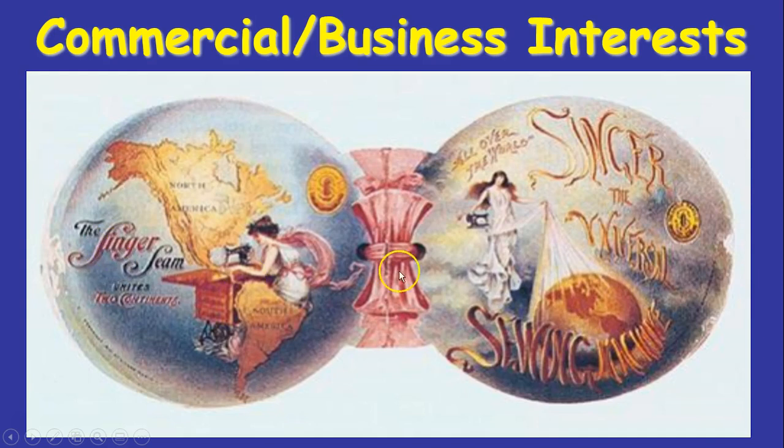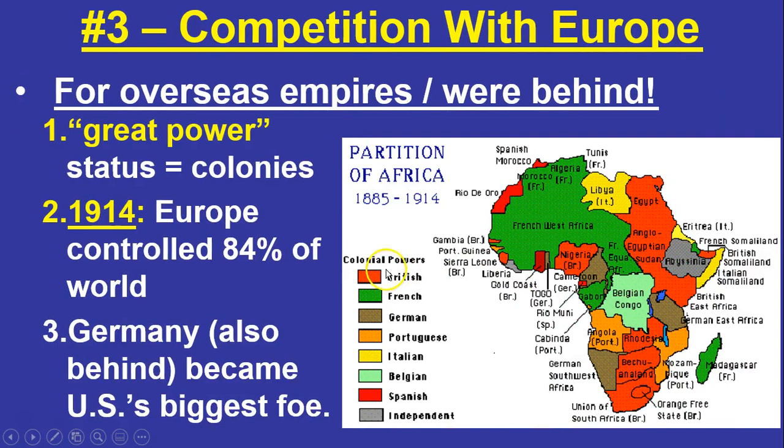Look at the thing called the Singer sewing machine, a very simple thing. It was an international company. All kinds of other businesses were becoming more international, connected to sales overseas.